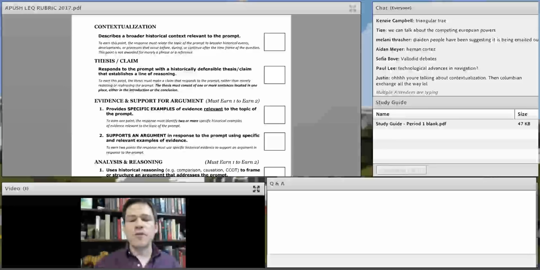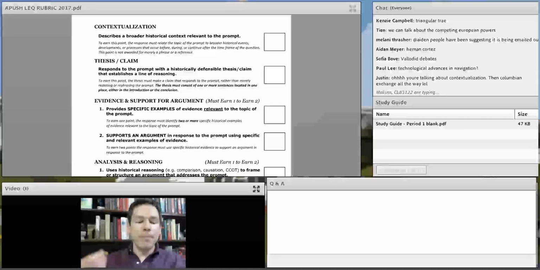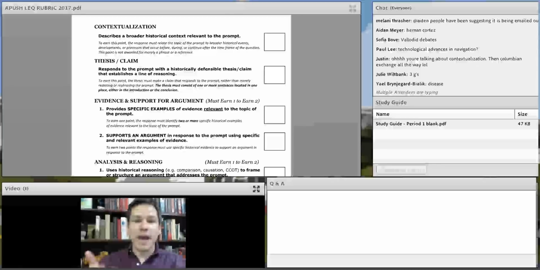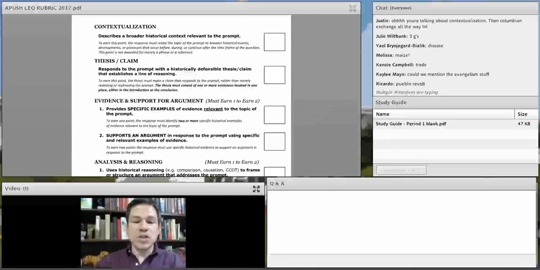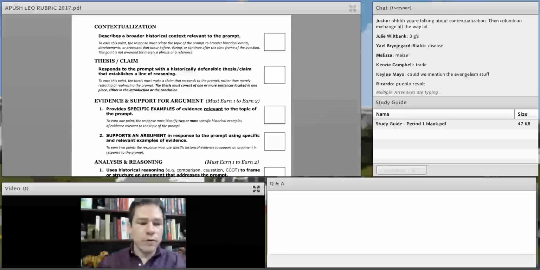Yes, for contextualization, I think the Columbian exchange and noting the discovery of the New World, and remembering to put in some details. So they exchange different things here, mention some of the things like potatoes and tomatoes and horses and cattle and diseases. Very good. The 3 Gs, very good. Okay, so let's move on from that, and then you would go into your thesis, okay?